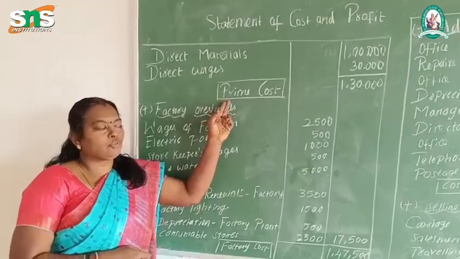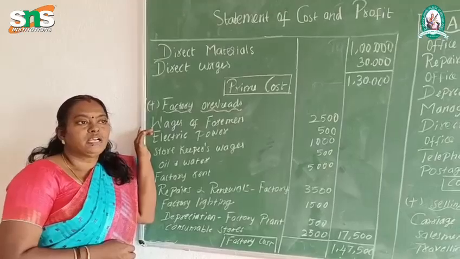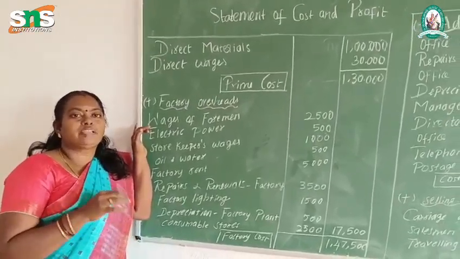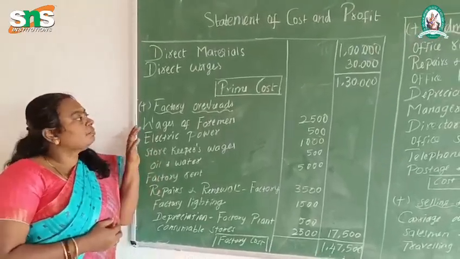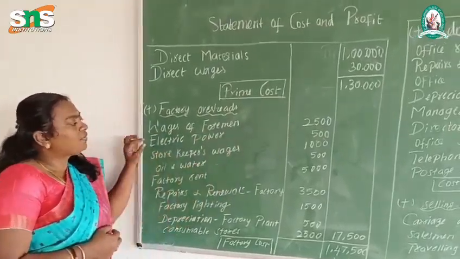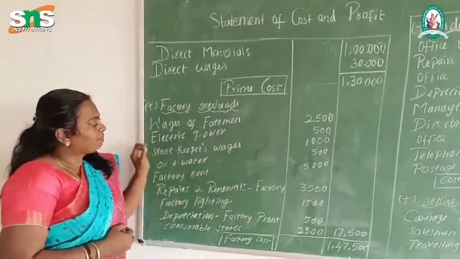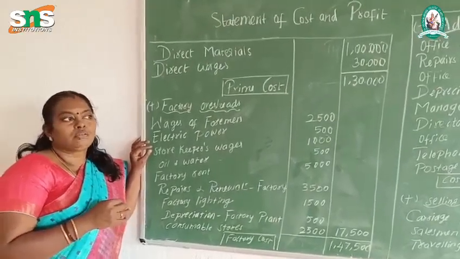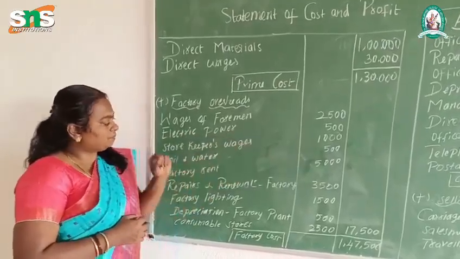After calculating this prime cost, we have to calculate the factory overheads. Factory overheads are the expenses incurred inside the factory. So, the expenses incurred inside the factory come under the head factory overheads. We are giving wages for foreman rupees 2,500, and for electric power we are paying the electric bill 500. For storekeepers wages, in each and every factory there will be a store to maintain the stock. So, for the storekeeper we are giving the wages rupees 1,000.